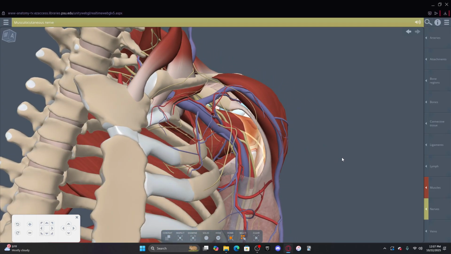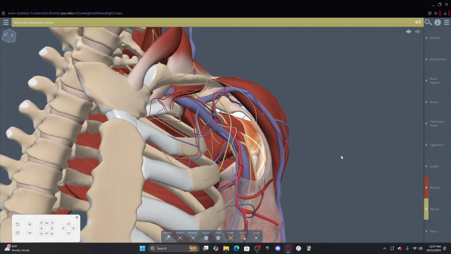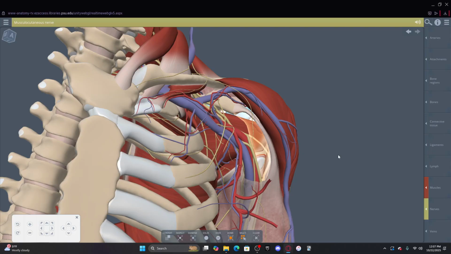The musculocutaneous nerve is going into the coracobrachialis to innervate all of the anterior arm muscles.